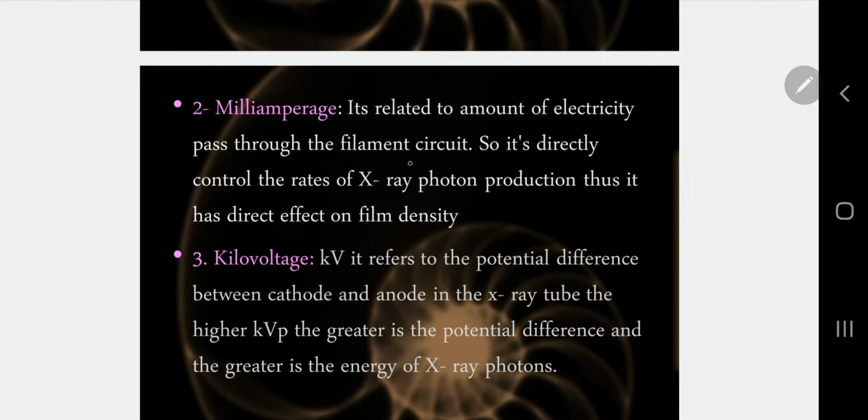Milliamperage. It is related to the amount of electricity passed through the filament circuit. So, it directly controls the rate of X-ray photon production. Thus, it has a direct effect on film density. 3. Kilovoltage. kV refers to the potential difference between cathode and anode in the X-ray tube. The higher the kilovolt peak, the greater the potential difference, and the greater the energy of the X-ray photons.